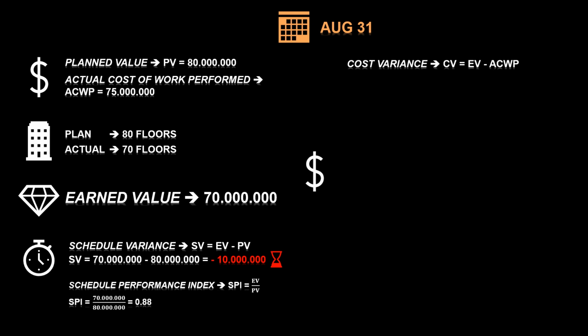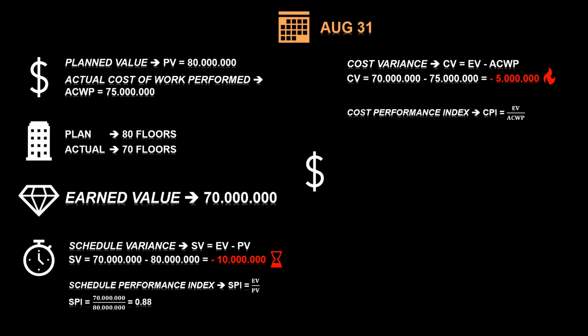So let's calculate the cost variance, CV, which is earned value minus actual cost of work performed. It's minus $5 million. The same here. We have another indicator called Cost Performance Index, CPI, which is earned value divided by actual cost of work performed, and which in our case at the end of August is 0.93.